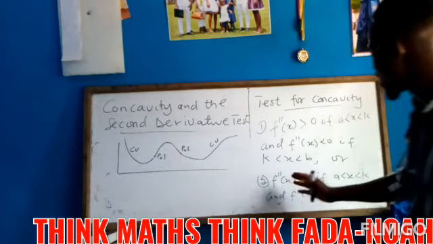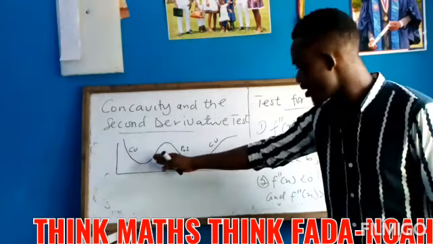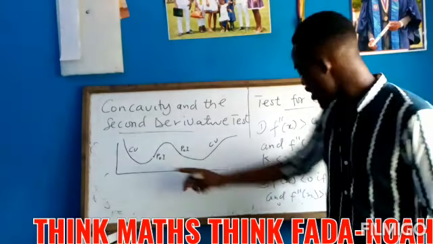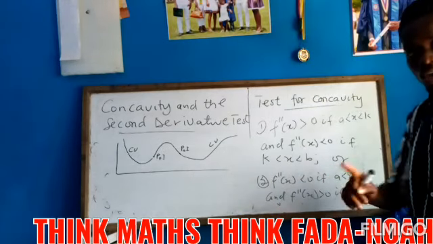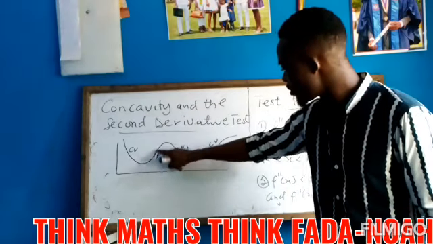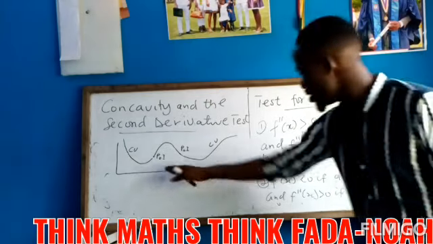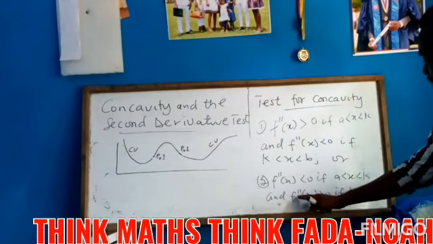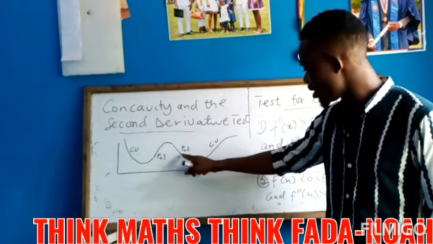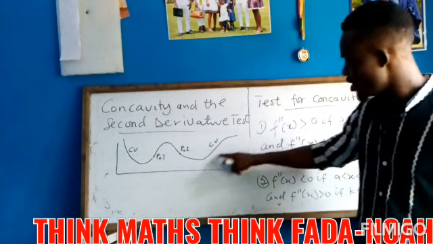Alright, and the second one, f prime prime of x less than 0. So here we consider this one and that. If f prime prime of x is less than 0, we always have a maximum turning point. Alright, so this is our maximum turning point. If x is between the interval, and f prime prime of x is greater than 0, which is referring to this one, we have a minimum turning point.